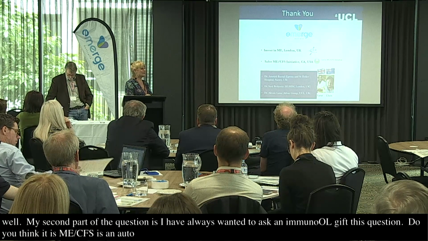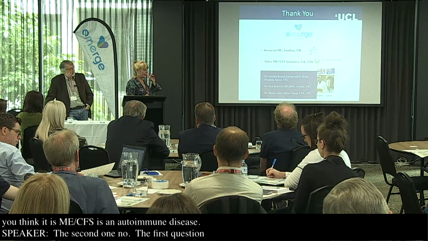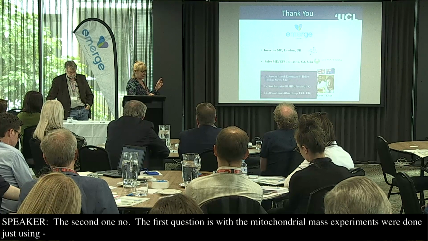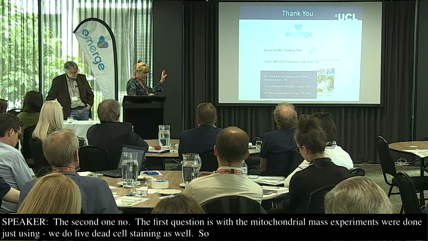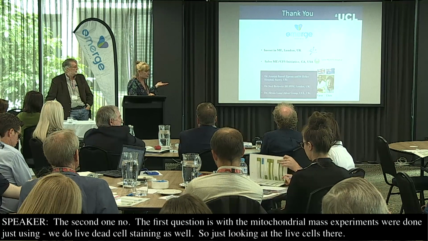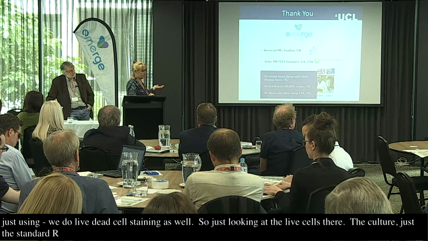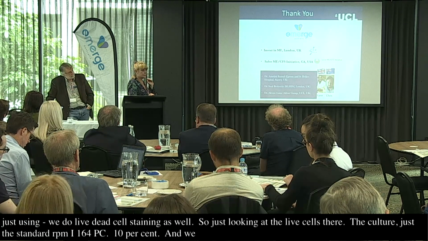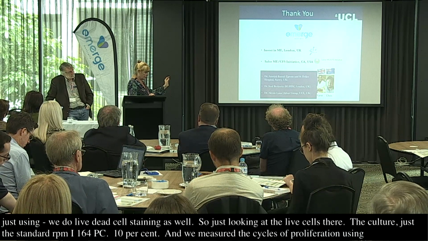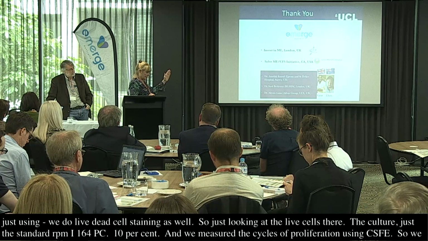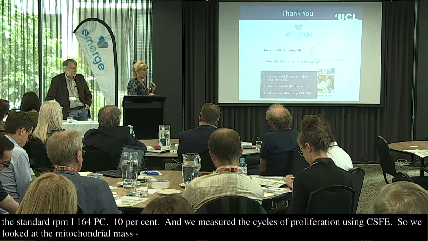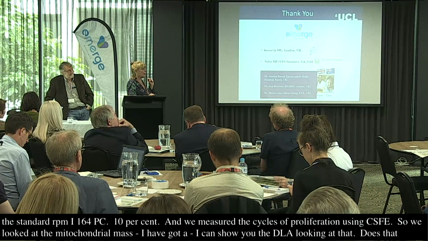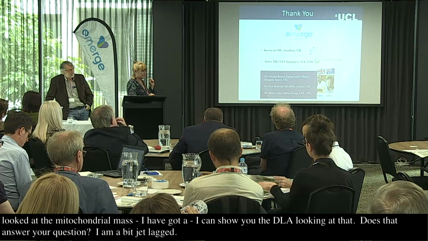With the mitochondrial mass experiments, we usually do live dead cell staining as well, so that we're just looking at the live cells there. The culture medium is just the standard RPMI 1640 with 10% fetal calf serum. And we measured the cycles of proliferation using CFSE. So then we looked at the mitochondrial mass at all the different cycles, I can show you the figure later. So does that answer your question? I'm a bit jet lagged. No, pure B cells. Oh yes, absolutely. We use pure B cell cultures. Yes.